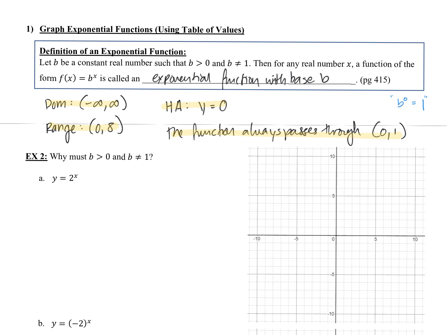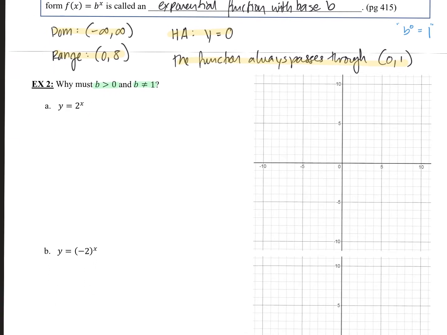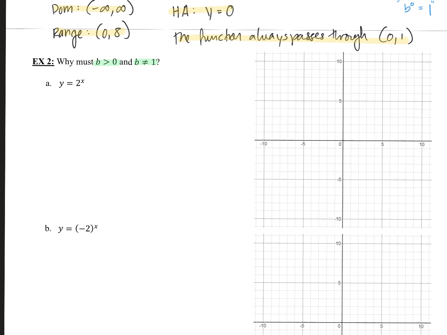So let's take a look at example 2. Now notice in the definition we have this strange requirement that b needs to be greater than 0 and b can't be equal to 1. Where do those requirements come from? Well, it has to do with what people are deciding must be exponential functions. So normally with an exponential function, like the one we have right here, what is our base? Our base is 2, which is greater than 0 and not equal to 1. So this is indeed an exponential function.